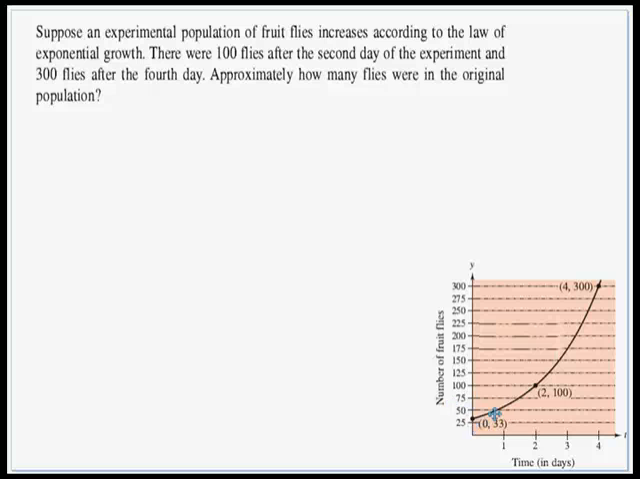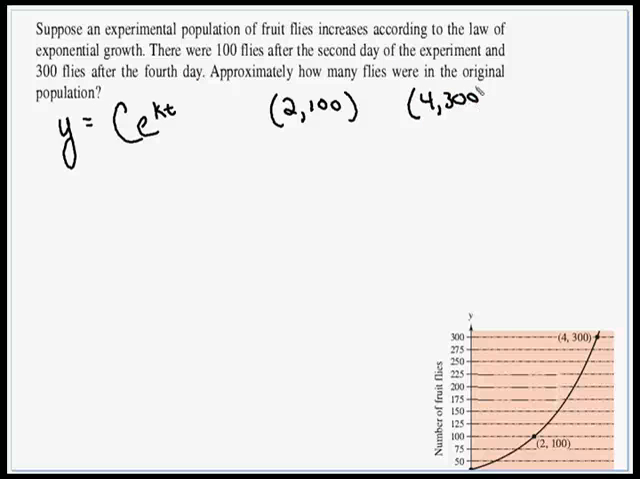So here we don't have t sub 0. We're going to have to work backwards. And this is going to be a little more computational work. But we will still be using the y equals ce to the kt formula. And we have two initial conditions. On the second day, there were 100 flies. And on the fourth day, 300 flies. So the population's growth follows an exponential model. We're going to figure out what C is and what K is.